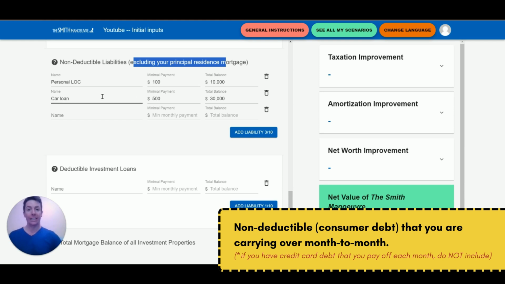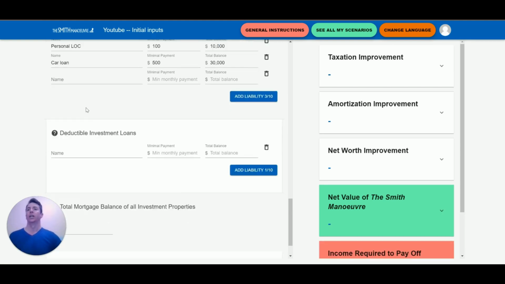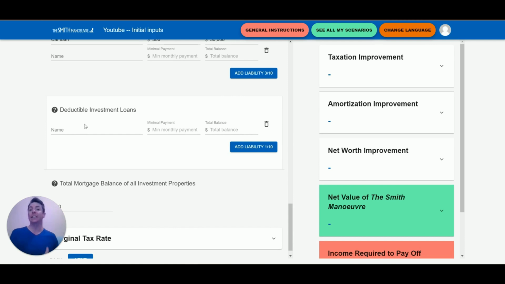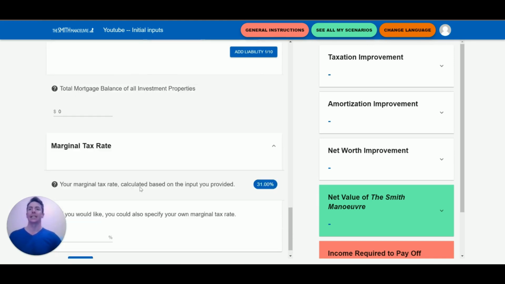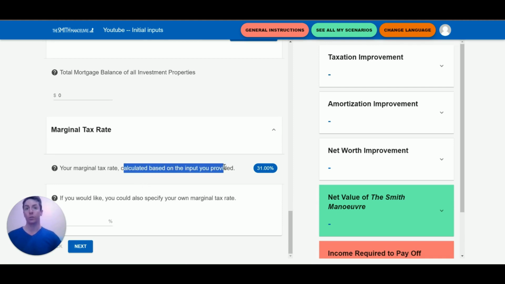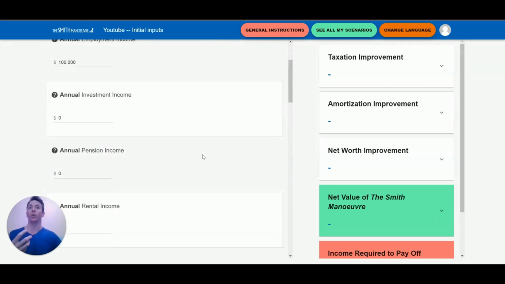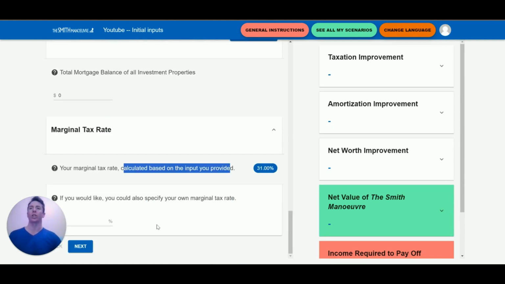A car loan's another great example. In this example, let's say I've got $30,000 left on this, just for a round figure, and I'm paying $500 a month. I'm not paying that off every month. I'm holding it month over month. You've got some deductible investment loans. If you've already taken out some from a HELOC, if you've taken something out to invest, that is a deductible investment loan. Throw it in here. And then you've got your total mortgage balance on all investment properties. Lastly, we've got our marginal tax rate. The system is going to do it for you based on what you input above in your income section. However, you can override this if you want. I'm going to put in 40, again, just as a super round number.